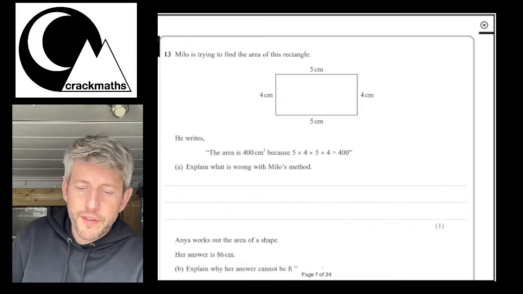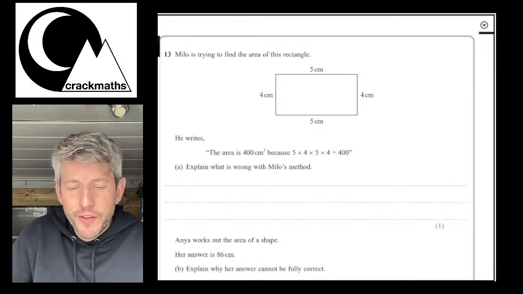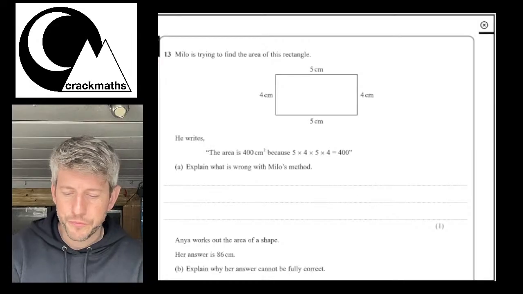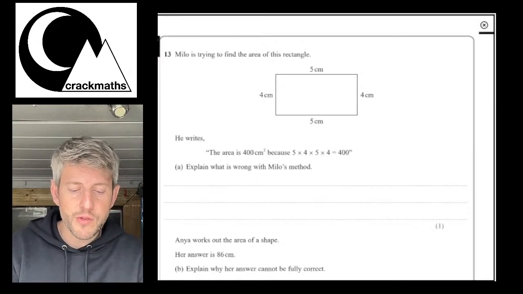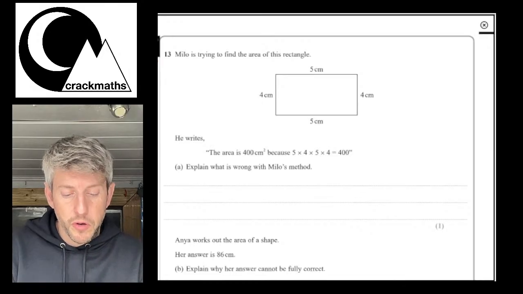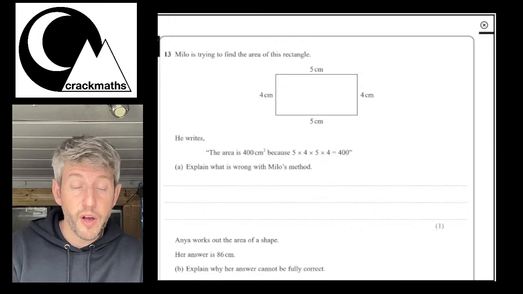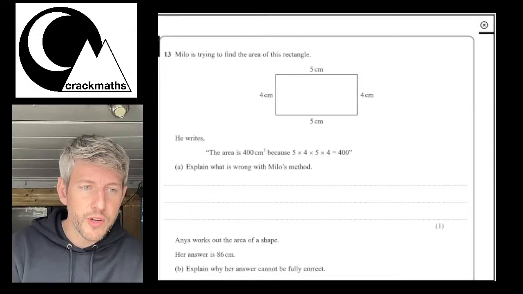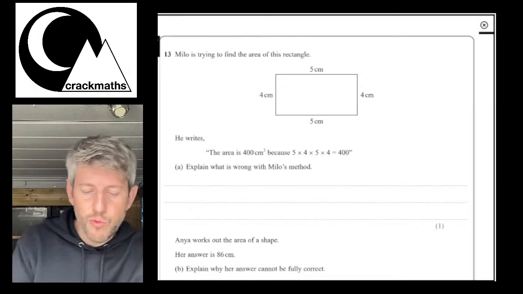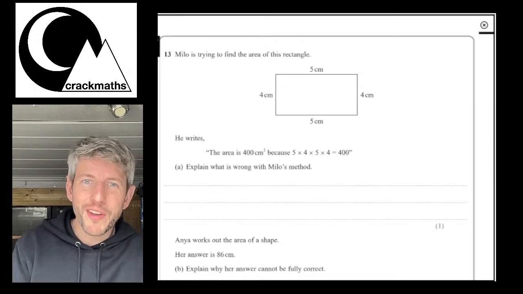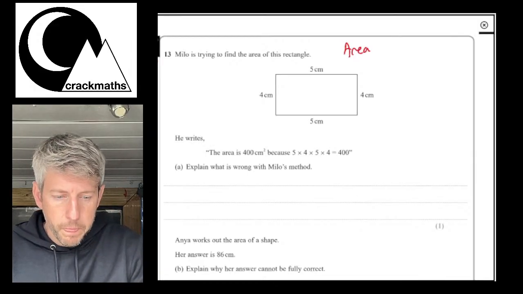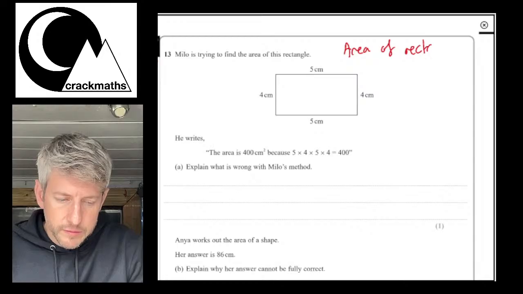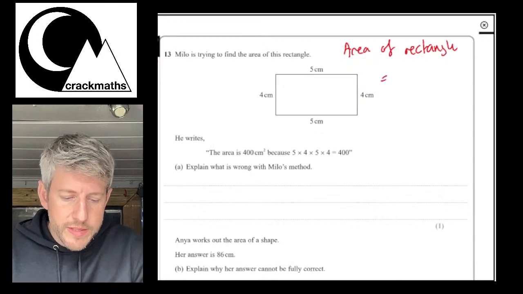Question 13. Milo is trying to find the area of this rectangle. He writes the area is 400 centimetres squared because 5 times 4 times 5 times 4 equals 400. Explain what is wrong with Milo's method. Okay, so the area of a rectangle equals length times width.